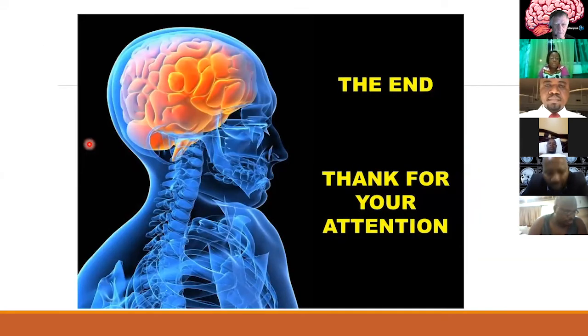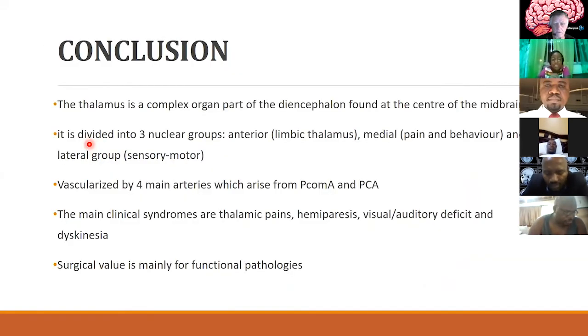To conclude, I will say that the thalamus is a complex organ which is part of the diencephalon found at the center of the brain. It is divided into three nuclear groups. We have the anterior nuclear group, which takes part mainly in the limbic system. We have the medial nuclear group, which takes part in the mechanism of pain and behavior. And lastly, the lateral group, which is the most heterogeneous group, which is sensory motor.